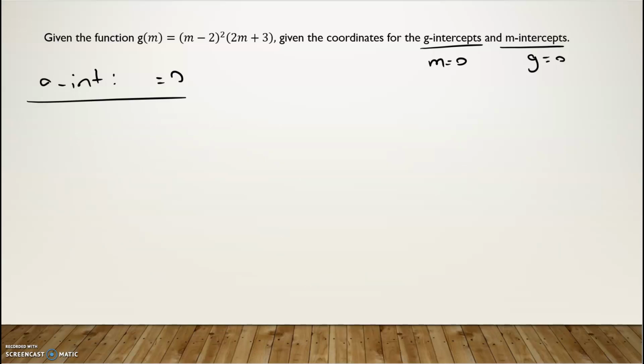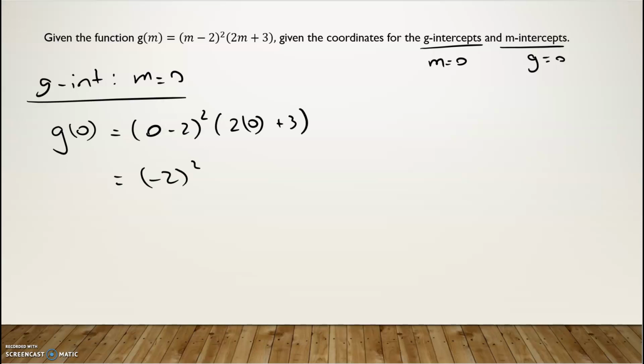For the g-intercept, that means that m is going to be equal to 0. So g of 0 is equal to (0 minus 2) squared times (2 times 0 plus 3). So that would be negative 2 squared, this would be times 3. Negative 2 times negative 2 is 4, times 3. That is 12. So the g-intercept is going to be (0, 12). And that's it.